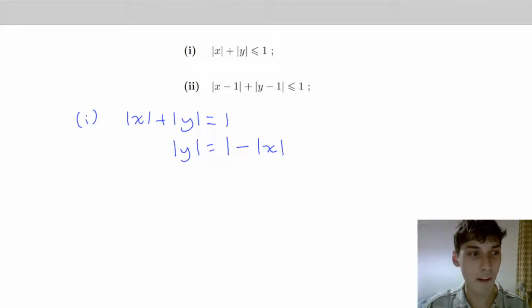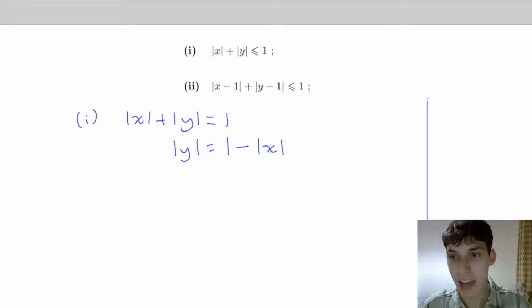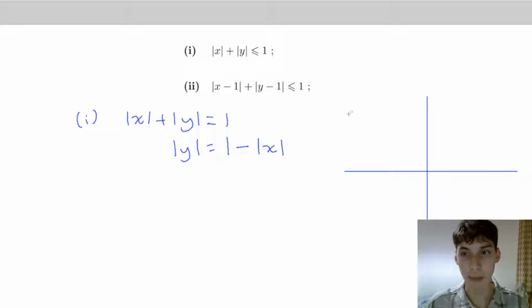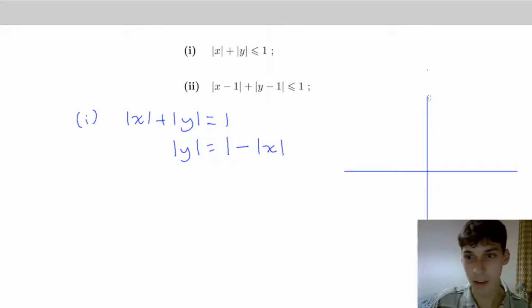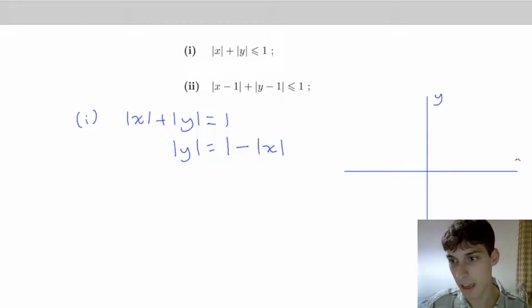So let me very quickly draw some axes, and we're actually going to want to be considering positive x, positive y, negative x, negative y, all separately. So let me have a y here and x here.